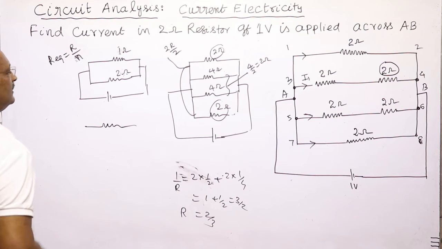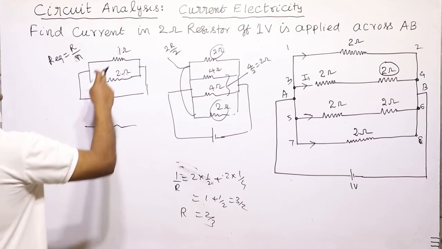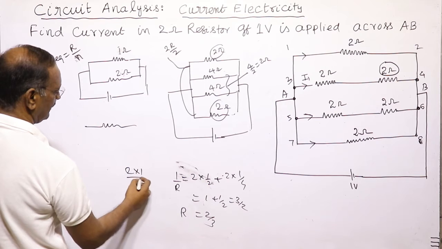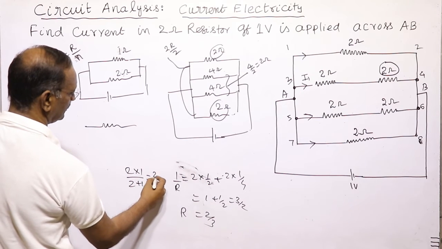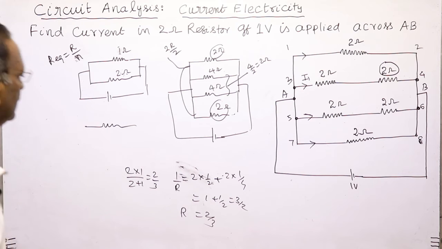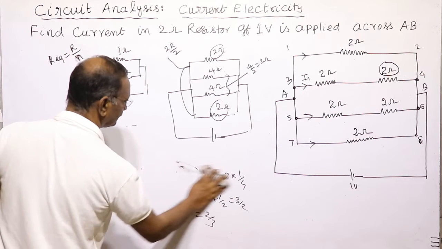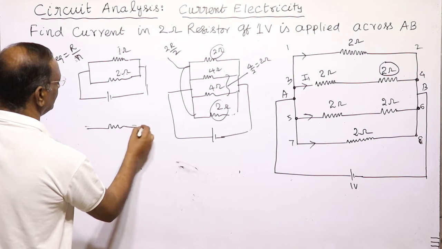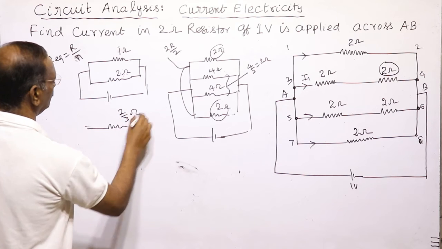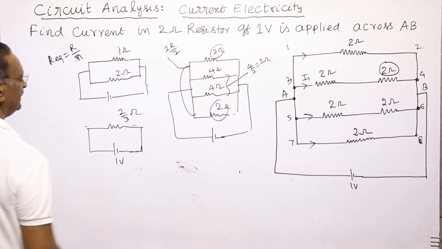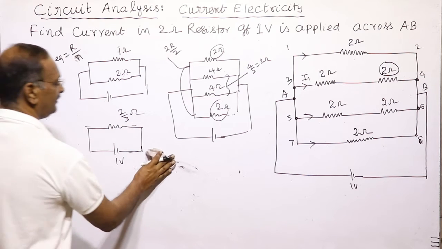What is R equivalent? R equivalent is equal to R1 into R2, 2 into 1 divided by 2 plus 1, which is equal to 2 by 3. It means the equivalent resistor is 2 by 3 ohm, and we have applied 1 volt across it.